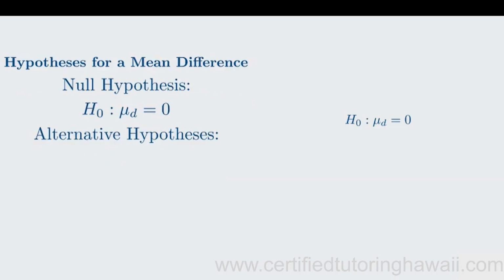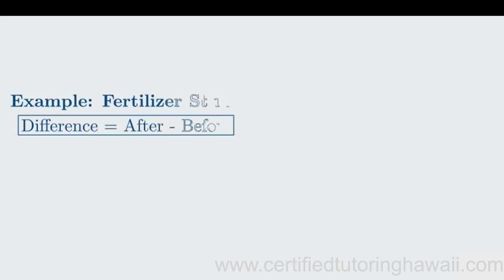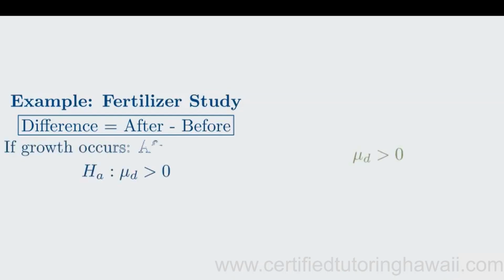There are 3 possibilities. Mu sub d is less than 0, mu sub d is greater than 0, or mu sub d is not equal to 0. Let's use an example. Suppose we are testing a new fertilizer to see if it increases plant height. We measure the same plant before and after the treatment and calculate after minus before. If the fertilizer works, the after height should be larger, so the difference should be positive. Our alternative would be mu sub d is greater than 0.